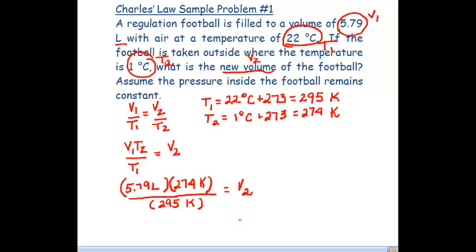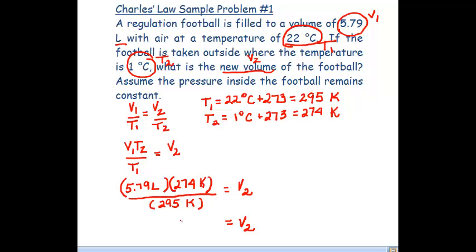Now, before I crank out that answer on my calculator, let's remember something about Charles' law. It is a direct relationship between temperature and volume. In other words, whatever one of the variables does, the other follows it. It does the exact same thing. So if my temperature is going from 22 degrees Celsius down to 1 degree Celsius, that's a decrease in temperature. What must my volume do? Well, it's going to go down. So before I even punch out this answer on a calculator, I know it's going to have to be less than 5.79 liters.